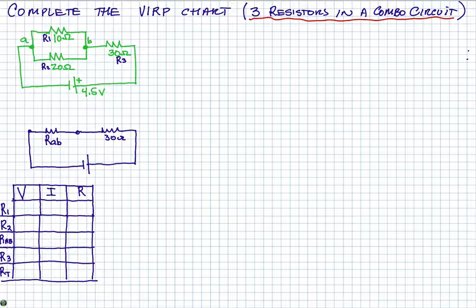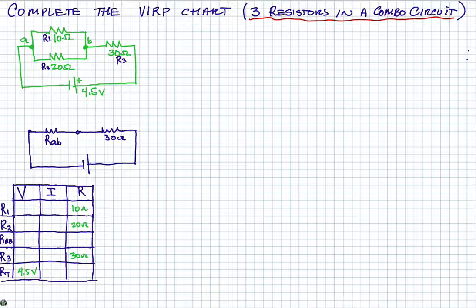So let's put down the given information. What do we know? Well, we know that R1 is 10 ohms, so let's put a 10 there. R2 is 20 ohms. We don't know what RAB is, not yet. I'll show you how to figure that out. R3 is 30 ohms, and we don't know the total resistance. I'll show you how to do that. We know that the total voltage is 4.5 volts. And it looks like that's all the given information. So all those other boxes we have to fill in. And we're going to have to do this step by step.